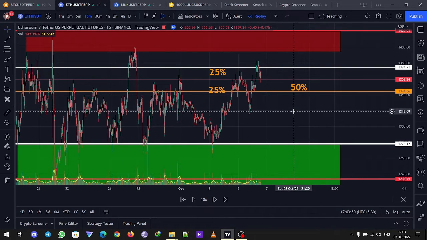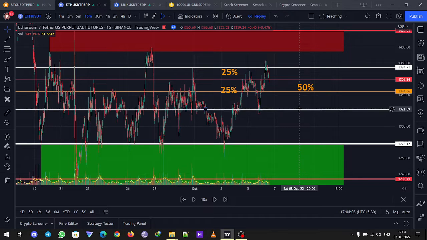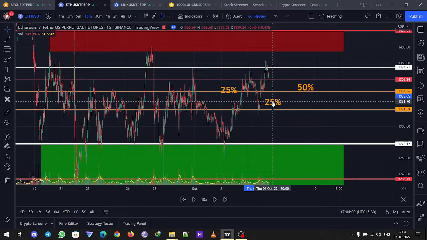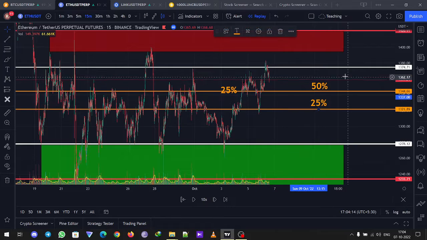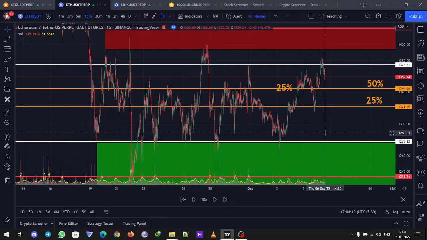And the next target will be this level, which you can see the price is bouncing back from again and again. So this will be our next target, where we will be booking 25% of the profit. Okay, and our final target will be somewhere around here. You see price bounce back from here, from here, and from here, and it's touching this level.